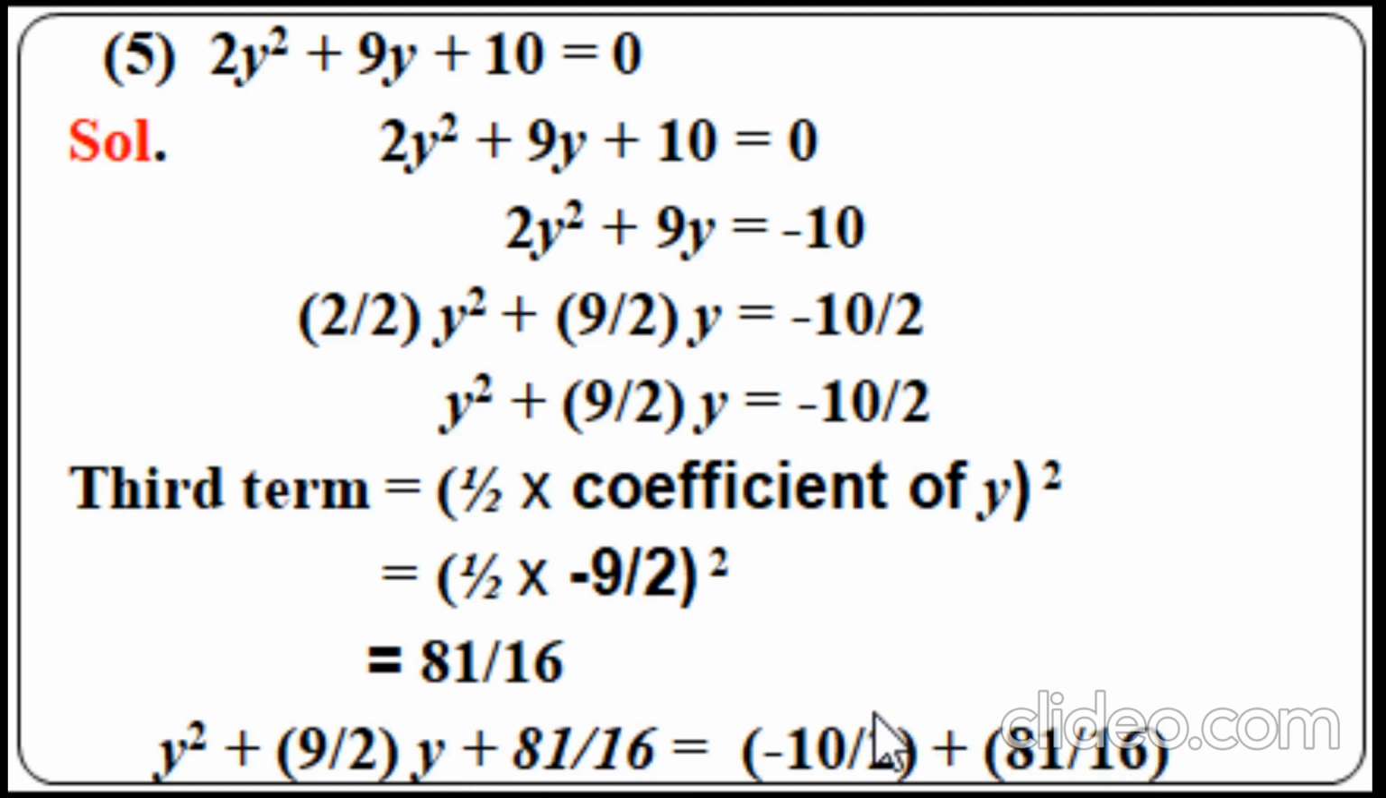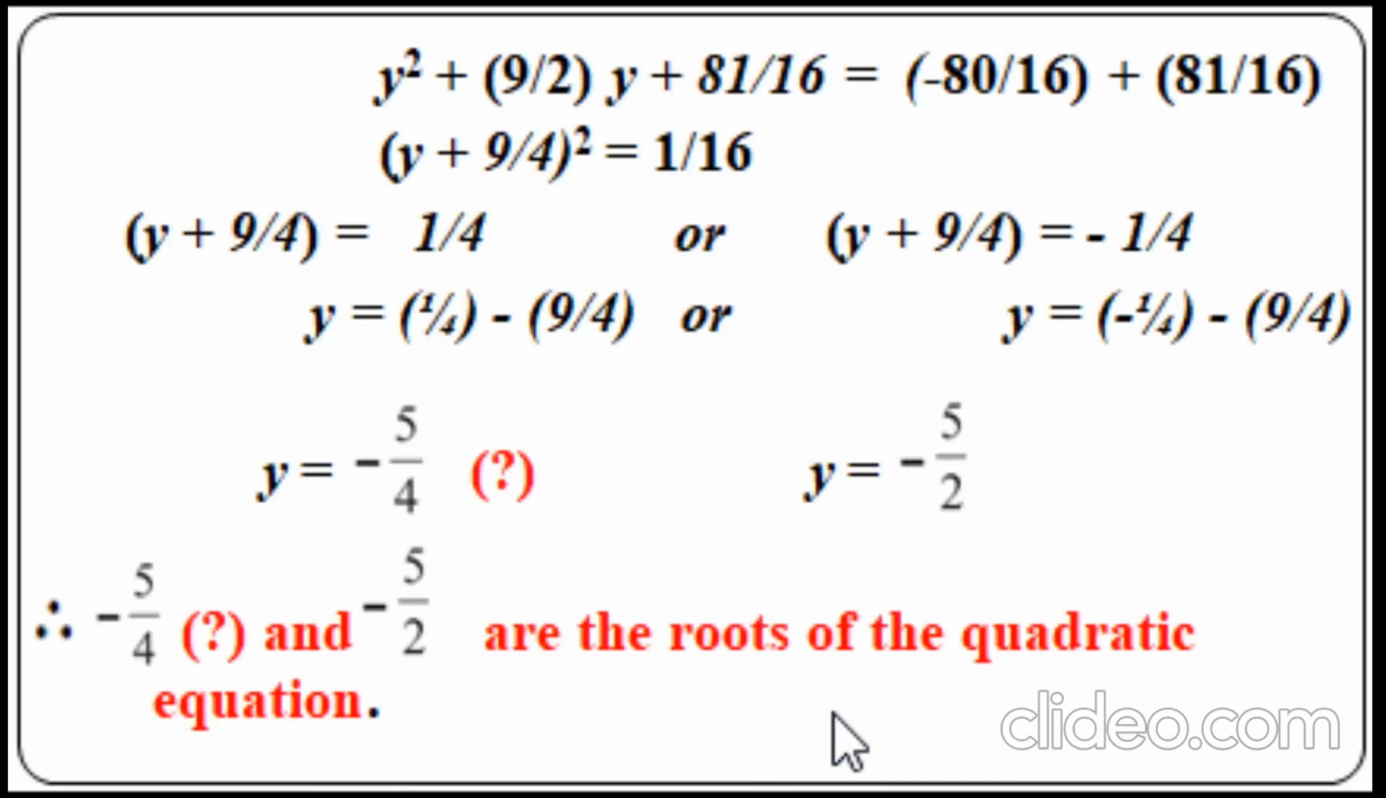So what we are going to do? We are going to multiply denominator and numerator by 8. So we get minus 80 upon 16. So minus 80 plus 81, we get 1 upon 16. And here y plus 9 upon 4 the whole square is equal to 1 upon 16. So by taking square root, we get y plus 9 upon 4 is equal to 1 upon 4, or y plus 9 upon 4 is equal to minus 1 upon 4.